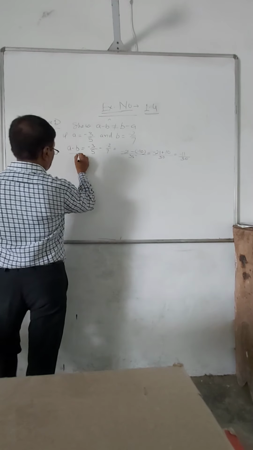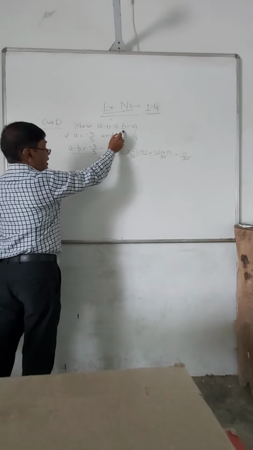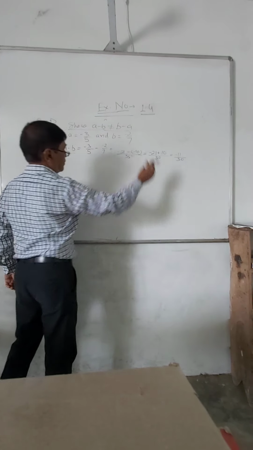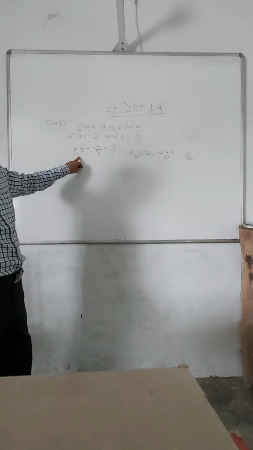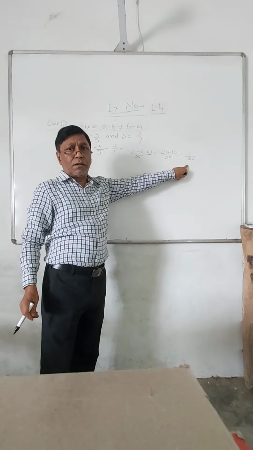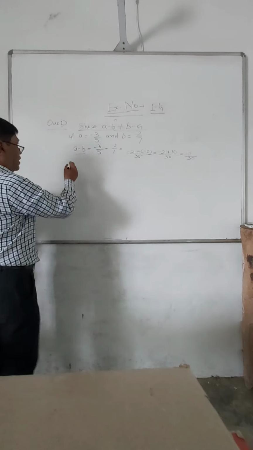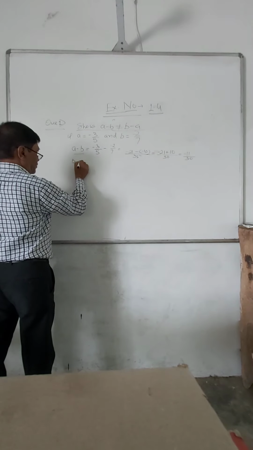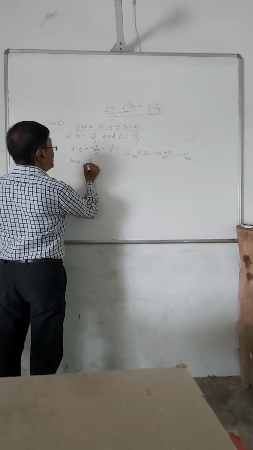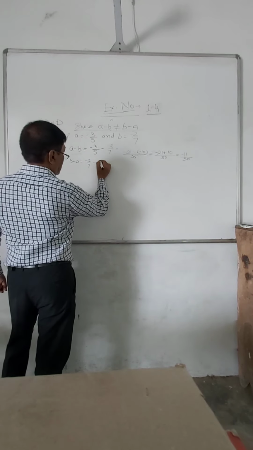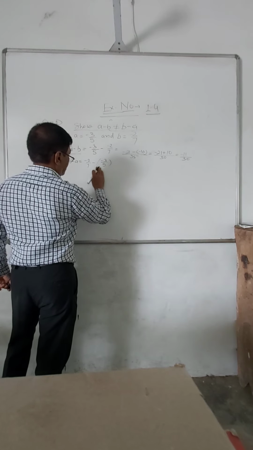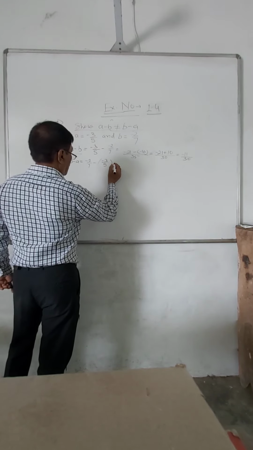So what you have done? a minus b is not equal to b minus a. This you have to prove. So the value of a minus b is coming this much. Now find out b minus a. Now write down the value of b minus a: minus 2 by 7 minus 3 by 5. This you have to find out.